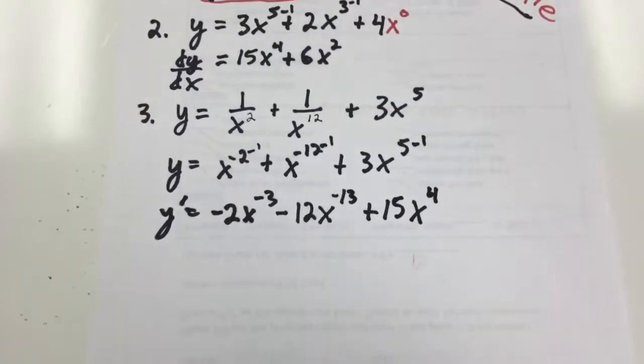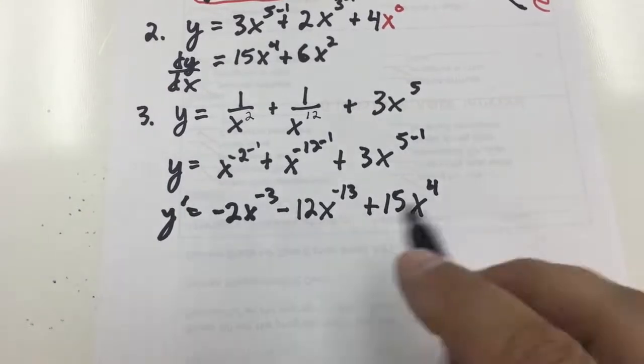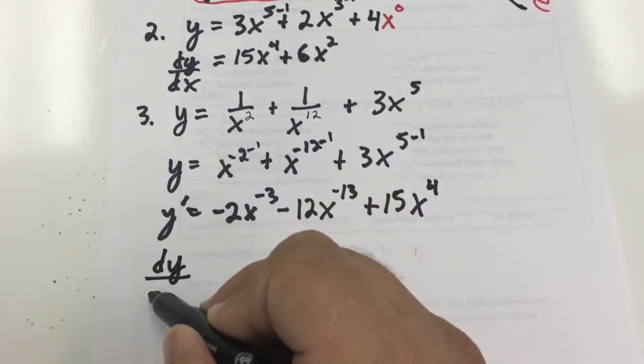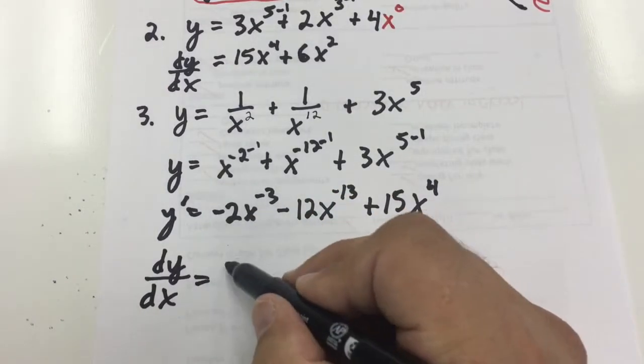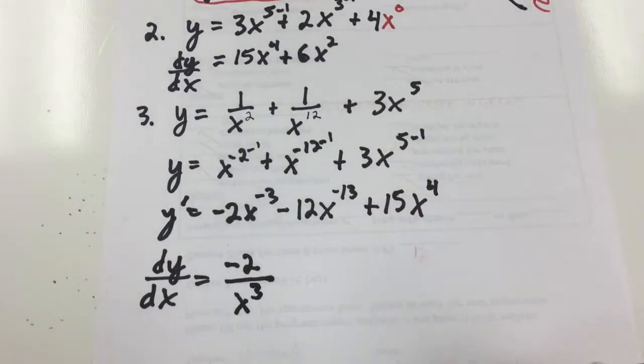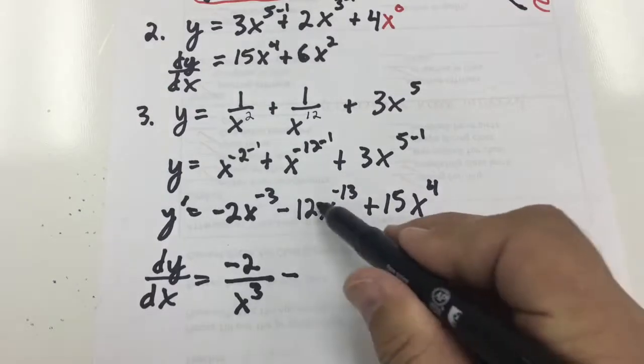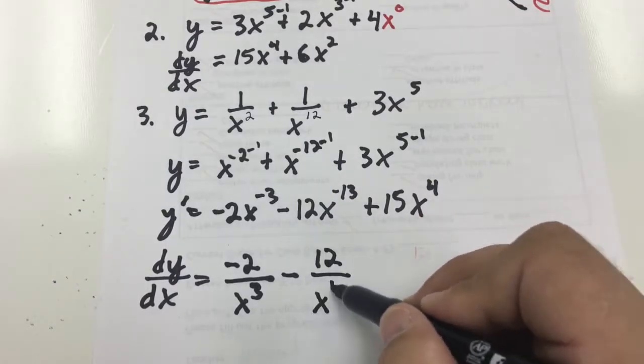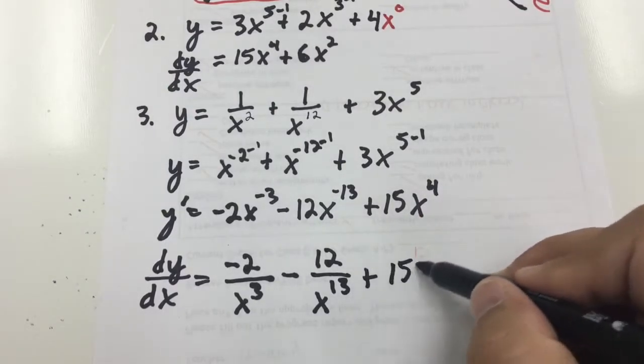Now, some people wish for you to rewrite this without any negative exponents. So what you might want to do is the negative 2 stays upstairs, and the x to the negative 3 goes on the bottom, and when it goes downstairs, its exponent changes to positive. Minus 12 over x to the 13th plus 15x to the 4th.